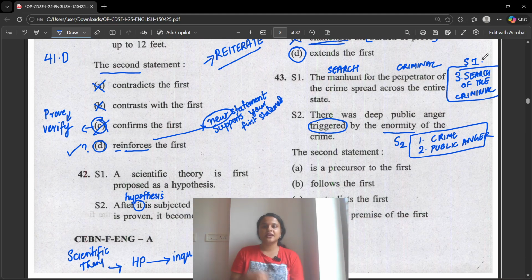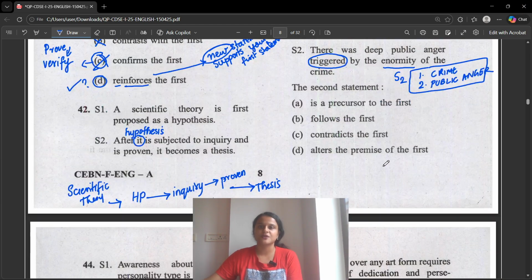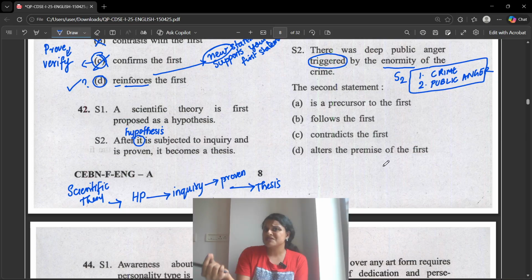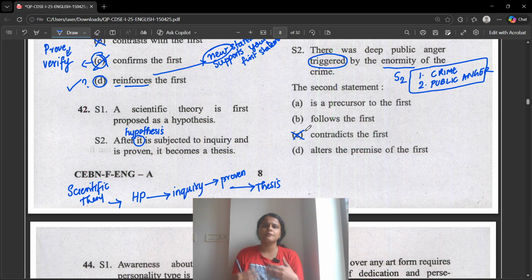Now take it slowly, look at the question. How is the second statement related to the first? Is the second statement a precursor to the first? Well, let it be there. Let's keep it there. Does it follow the first? Let's keep it aside. Does it contradict the first? Sorry. Yes. So, does it contradict the first? Definitely not. There is no question of a contradiction. Both are talking about a crime, how people were agitated, how they were searching for the person who did it. So it's not a contradiction.